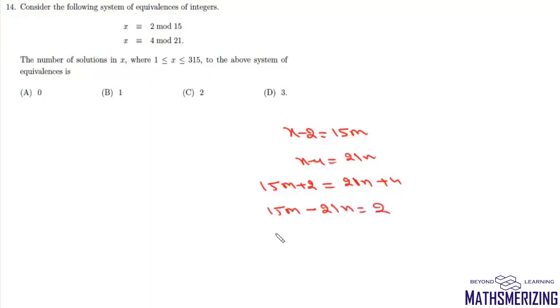Now here we can take 3 common. So we'll get 5m minus 7n is equal to 2. Now multiple of 3 cannot be equal to 2. So that means there is no solution to this equation. So number of solutions x is simply 0 and that's your option number A.